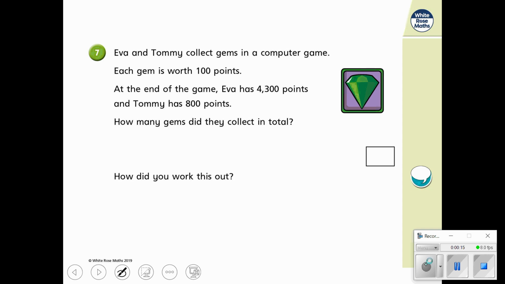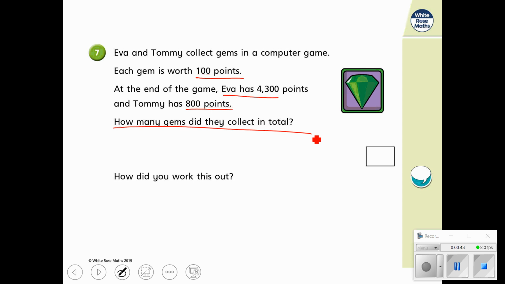So let's look at this first question. Eva and Tommy collect gems in a computer game. Each gem is worth 100 points. I'm going to underline my key information. At the end of the game, Eva has 4,300 points and Tommy has 800 points. How many gems did they collect in total? Remembering the word total means add.